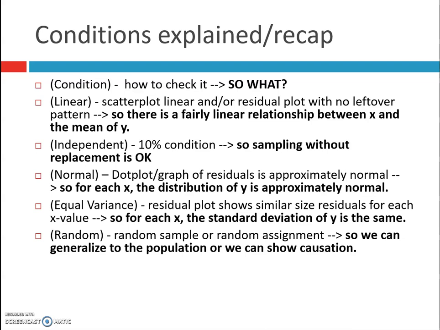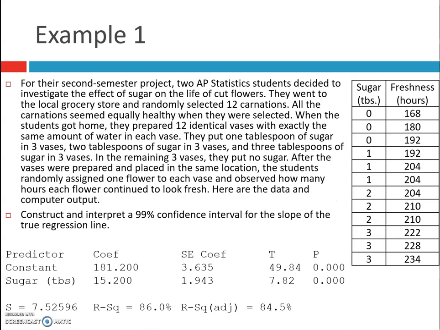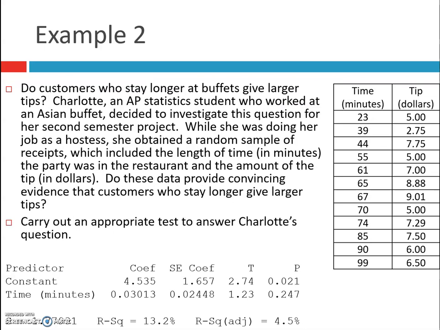Why do we care about normal? For each x, we need to make sure the distribution of y is approximately normal, because we are still using normal techniques. Equal variance: we want to make sure that for each value of x, the standard deviation of y is about the same. That's why we want them to be evenly spread. And then obviously for random, we've been talking about this one forever. We want to make sure we can generalize to the population, or that we can show causation, because we can't do that without it. We've already gone through one example together, and we did a confidence interval. The example we're going to look at now is how to do an appropriate test, a significance test. So let's dive into that.